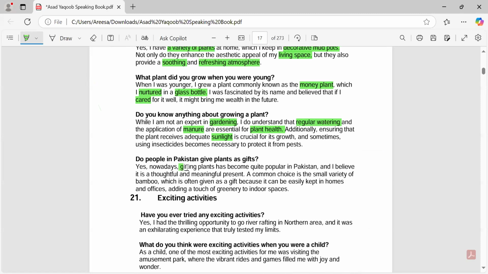Yes, sure. Gifting plants. Okay, one thing we can do is use different forms of words which we have discussed in one lecture. Instead of gift, we can bring a range of vocabulary: gifting plants, then thoughtful, meaning, and present. A common choice is a small variety of bamboo. Okay, we can describe any type, a small variety of roses, which is often given as a gift because it can be easily kept in homes and offices, adding a touch of greenery. Okay, this is another word, touch of greenery in indoor spaces. So we have got different words.